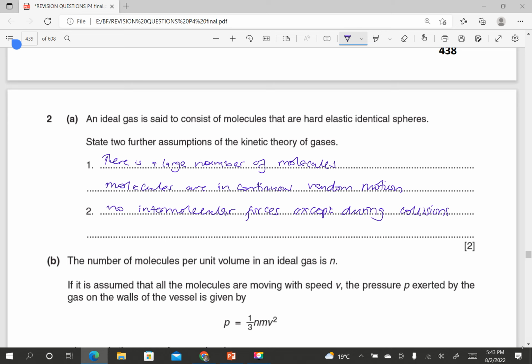So when two molecules collide with each other, that's when we can think that they have come close enough for the forces to act. Number four, we can also assume that the duration of collision is very small compared to the time between collisions. So the time of collision is negligible compared to the time between collisions.